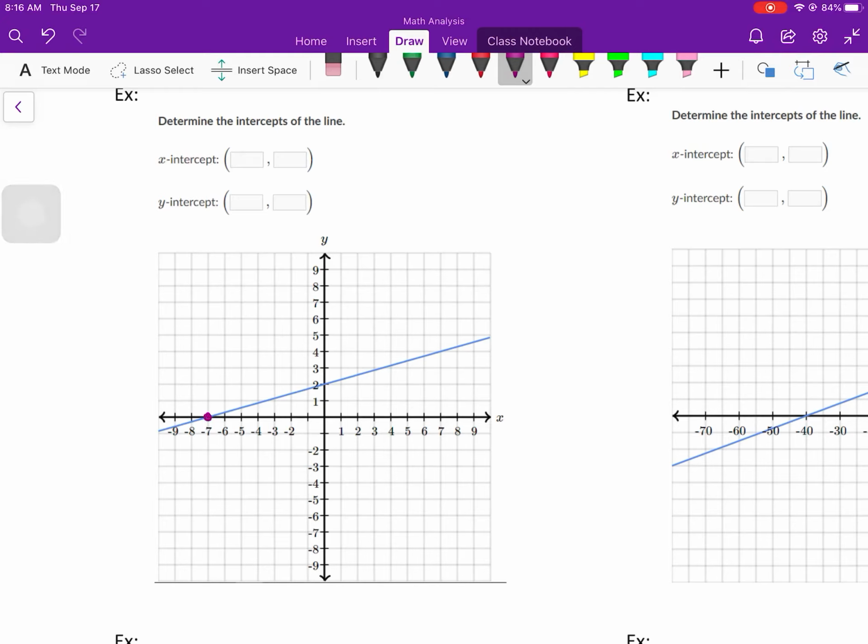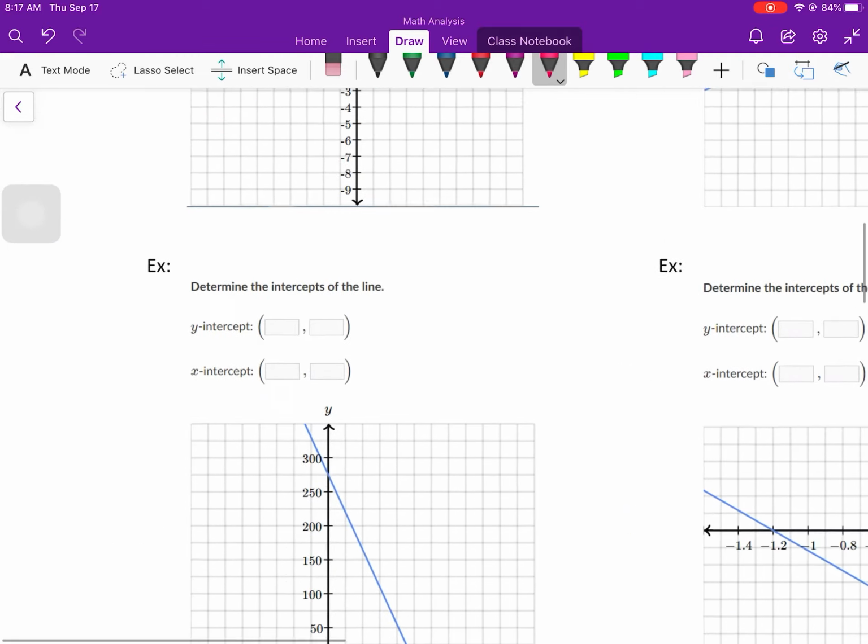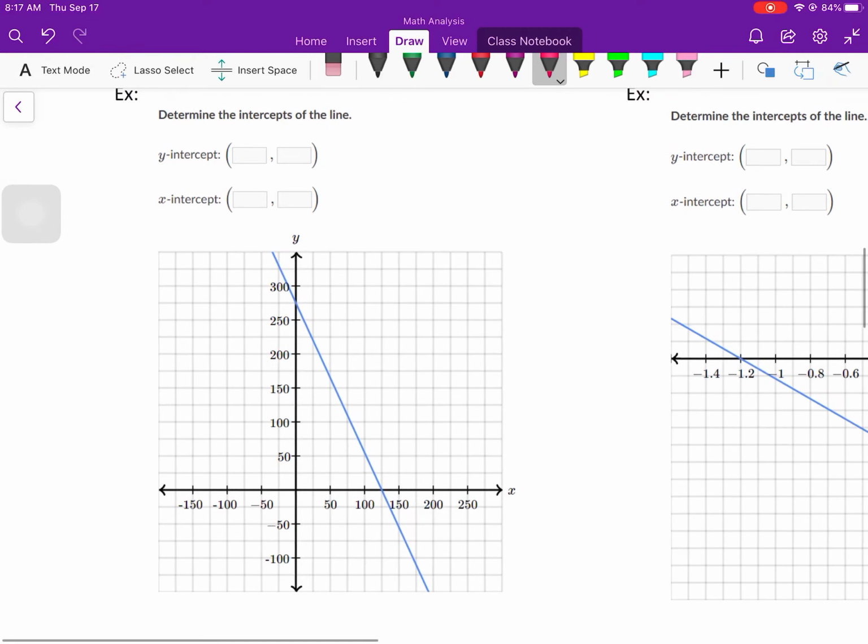Right here, let's start with the x-intercept is -7. So the x is -7 and the y is 0. And then for the y-intercept, the y value is 2. So I'll put the 2 there for the y first. And then the x is 0. So just make sure you get the 0 correct. Sometimes I've seen people fill out the zeros first, just so they don't make a mistake on that.